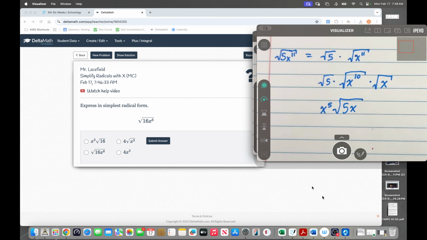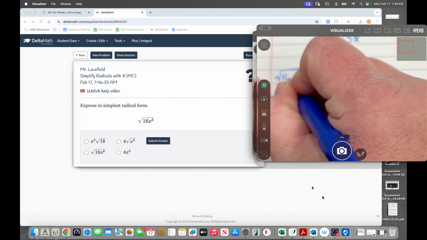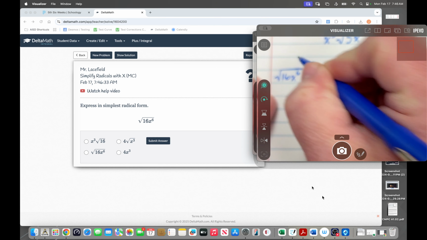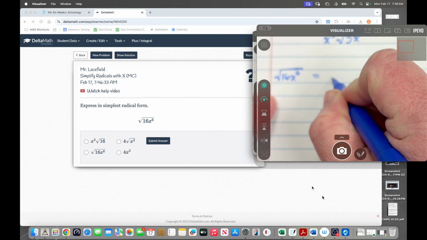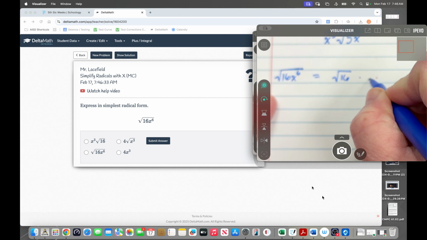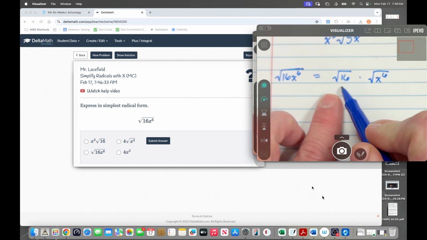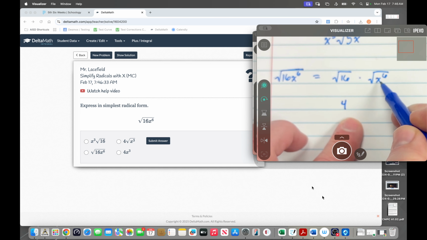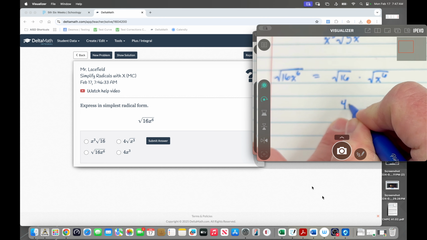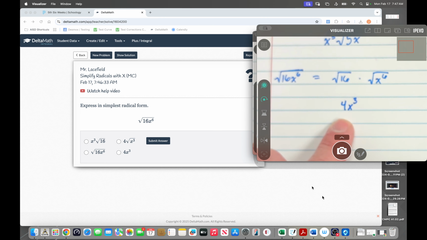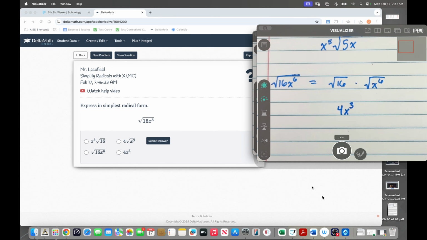Okay, let's take a look at this next one. We have square root of 16x to the 6th. Okay, we're going to break this up into square root of 16 times the square root of x to the 6th. Square root of 16, that's 4. X to the 6th, since 6 is even, we're going to divide it by 2. We're going to put x to the 3rd on the outside, and there is nothing left on the inside, so this is just 4x to the 3rd.